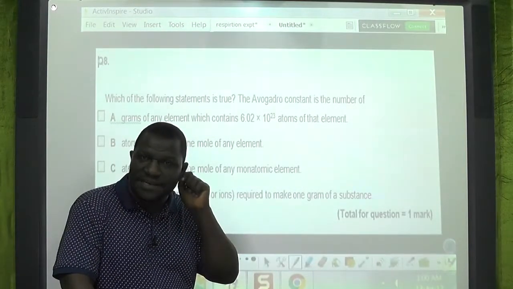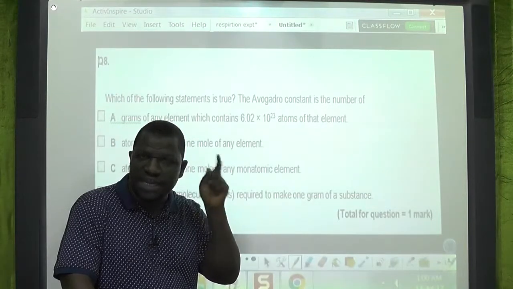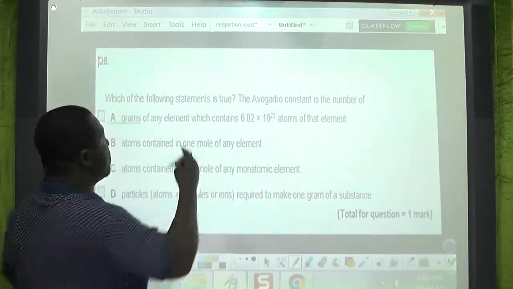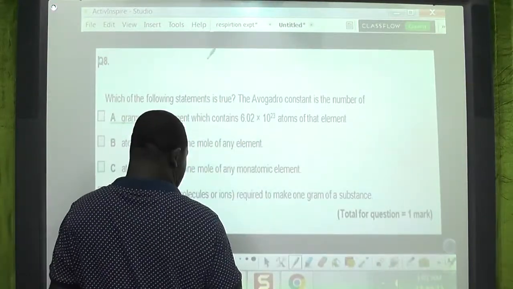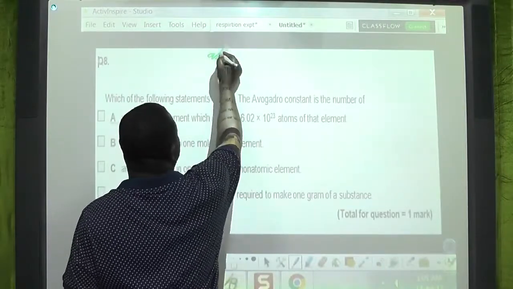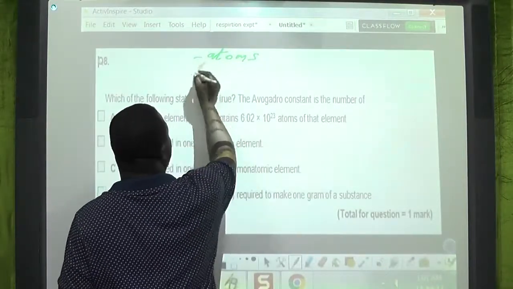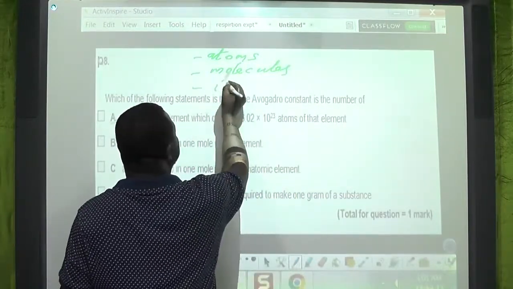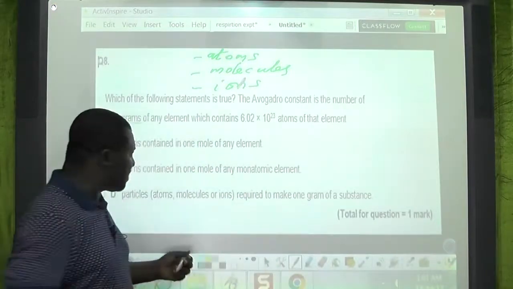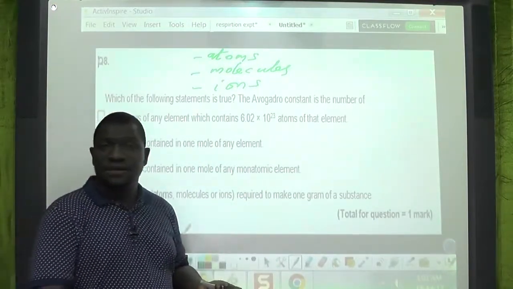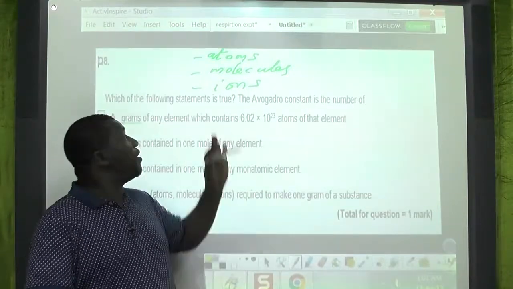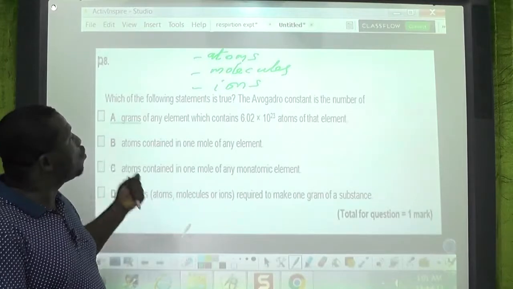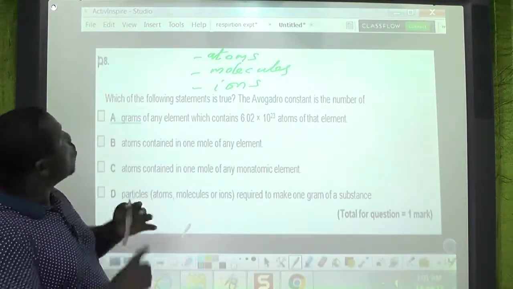Avogadro's constant: remember the definition when I was teaching you moles in the video for moles. Please be careful. When you are defining it, it has to be the number of atoms, or number of molecules, or number of ions, because these are the units of all substances. All substances break down to ions, atoms, or molecules. So which one do they want us to know now? We are going to be looking at it.